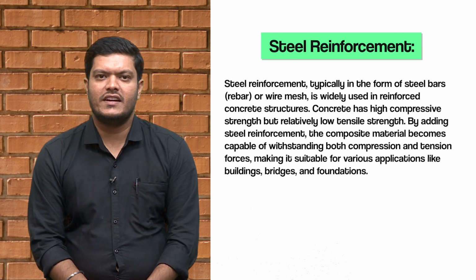Number 1, steel reinforcement. Steel reinforcement, typically in the form of steel bars or wire mesh, is widely used in reinforced concrete structures. Concrete has high compressive strength but relatively low tensile strength. By adding steel reinforcement, the composite material becomes capable of withstanding both compression and tension forces, making it suitable for various applications like buildings, bridges, and foundations.